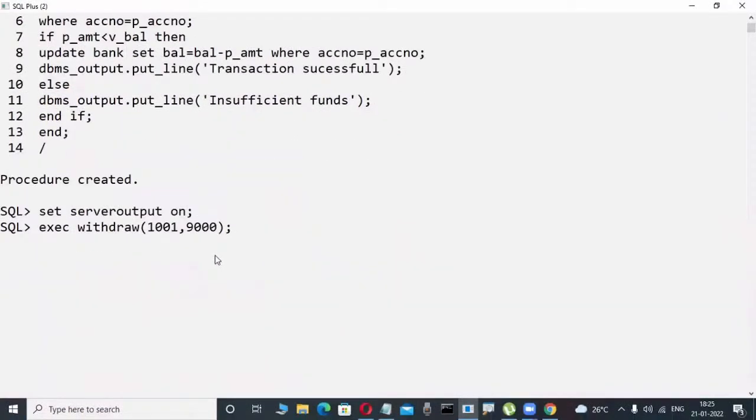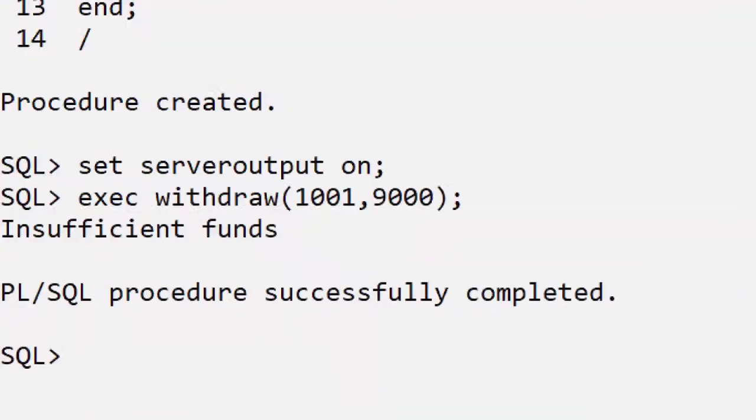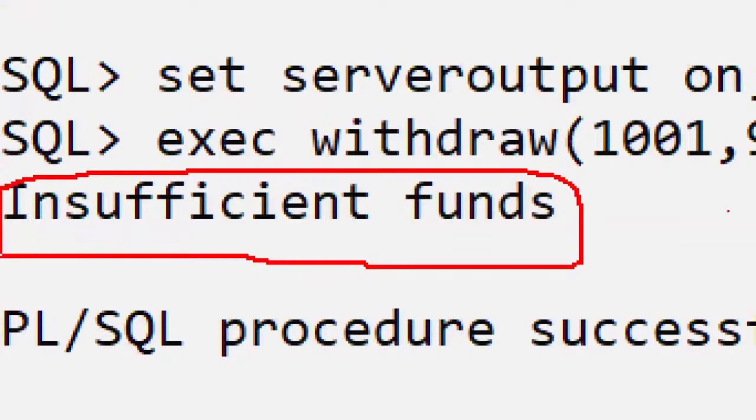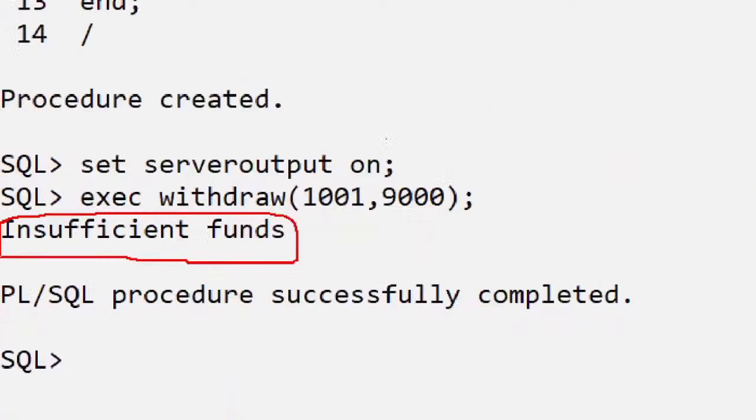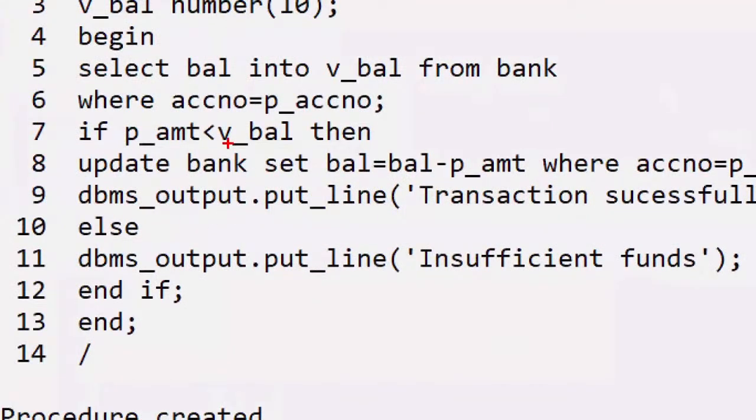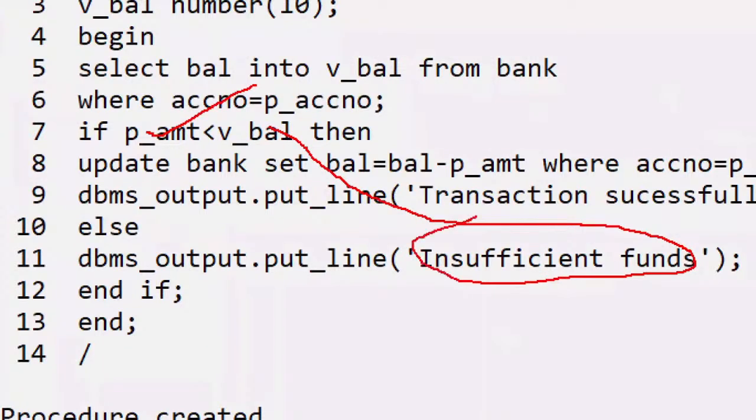Whenever I try to withdraw 9,000, is it possible? No. So now here it will give a message, insufficient funds. It will display the message or not. How is it possible? This coding is executed, whatever I'm writing is executed. Your amount is more than the available balance. That's why insufficient funds only. It will display the message or not. Yes.